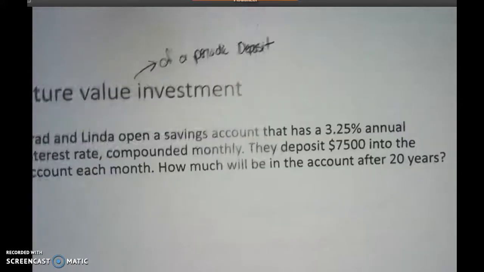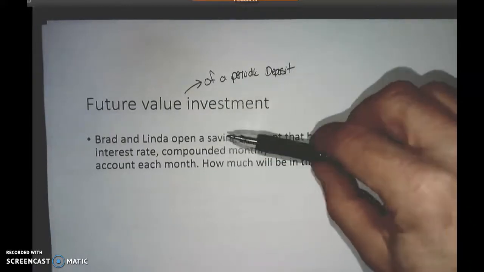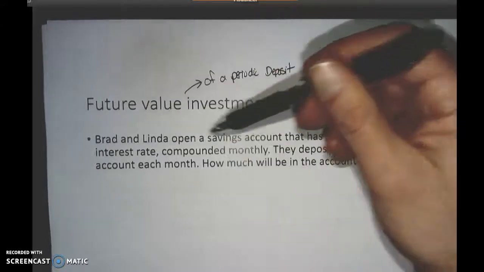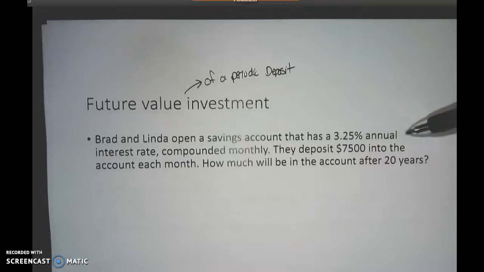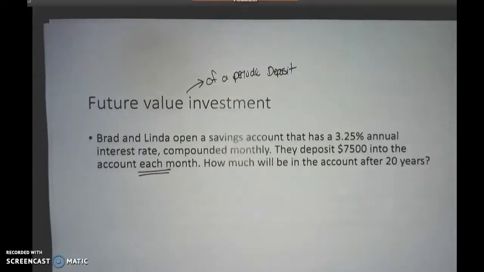So here's our next question. I'm going to zoom it out just a little bit. This is future value of a periodic deposit investment. Brad and Linda opened a savings account that has a 3.25% annual interest rate compounded monthly. They deposit $7,500 into the account each month. That's how I know it's periodic. If it just says they deposit $7,500, not each month, that's how I know it's going to be a single deposit. But because we're depositing $7,500 into it each month, it's periodic.